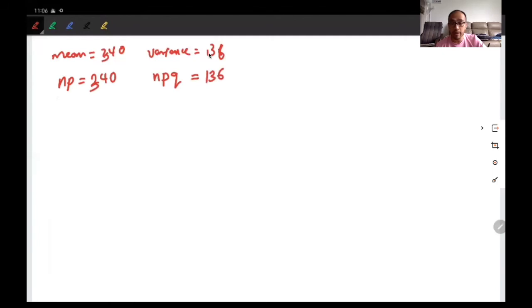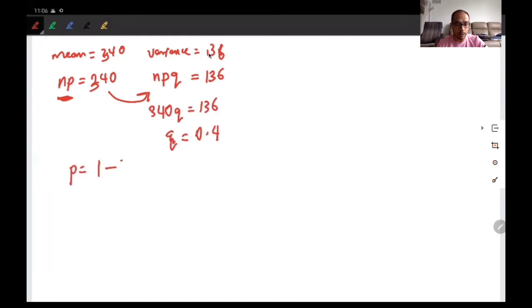Since I know the value of NP, I can substitute this in here. So NP is 240, 240Q equals 136, and Q is 136 divided by 240. I will get 0.4. But the question is asking for the value of P, so P equals 1 minus 0.4, which is 0.6. Nothing much over here except that you need to know the formulas for NP and NPQ, the variance.